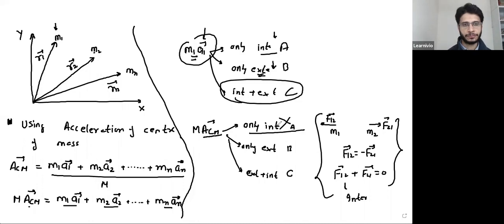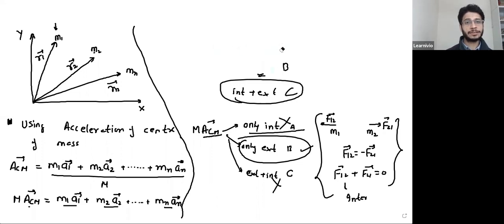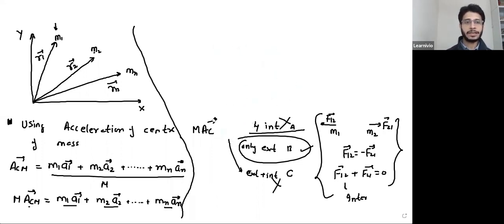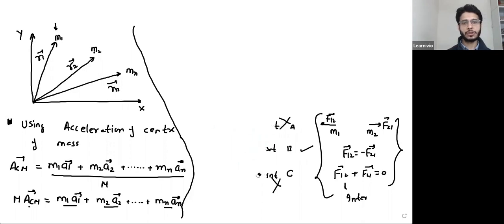Next, read the next line: external force can affect motion of center of mass as well as individual particles. So the acceleration of center of mass will depend upon external force, right? Yes, but not on internal force. So A and C cannot be correct. B, external, is correct. So always remember that statement. You will need it in conceptual questions as well as in numericals.